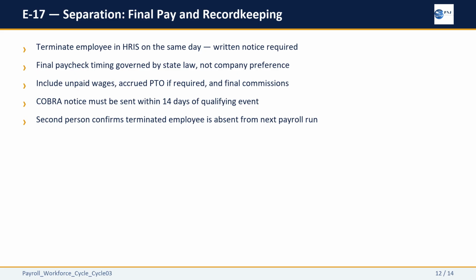Final pay must include all unpaid wages, any accrued PTO owed by state law or policy, and any final commissions or bonuses. A COBRA notice must go out within 14 days. A second person must verify the former employee does not appear on the next payroll run.